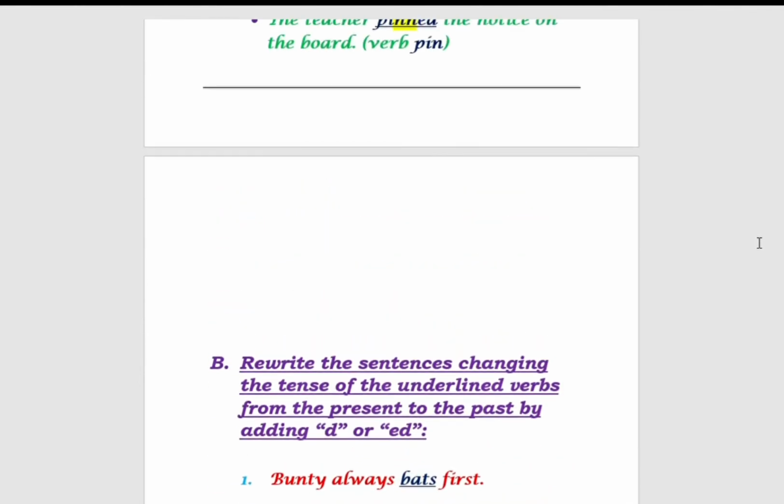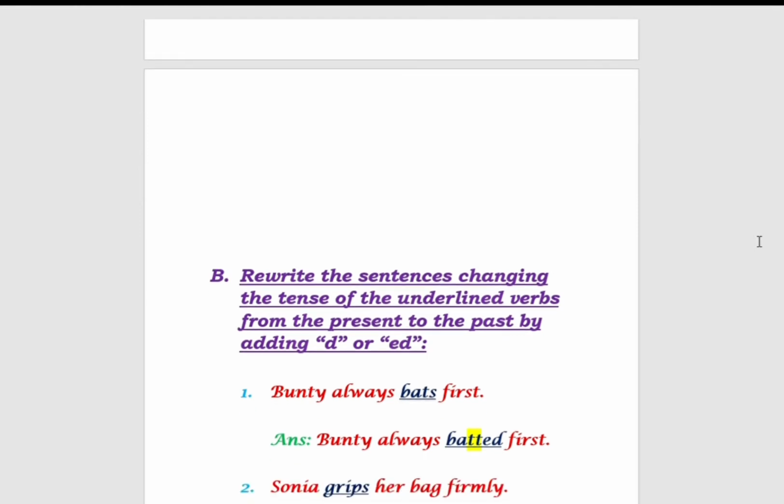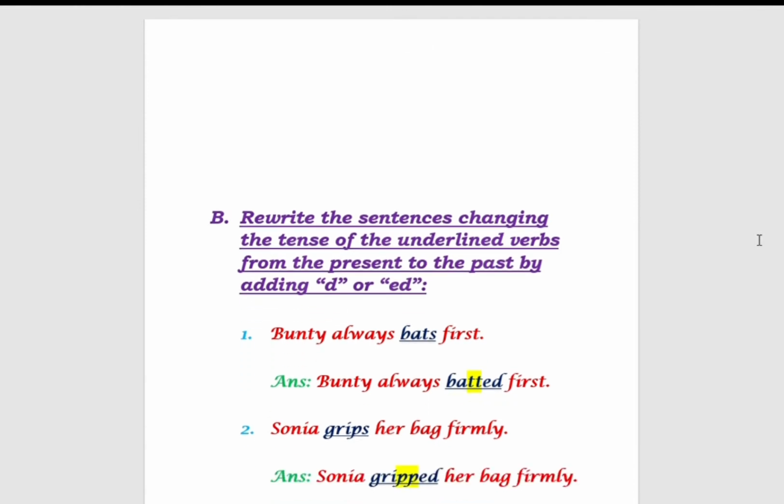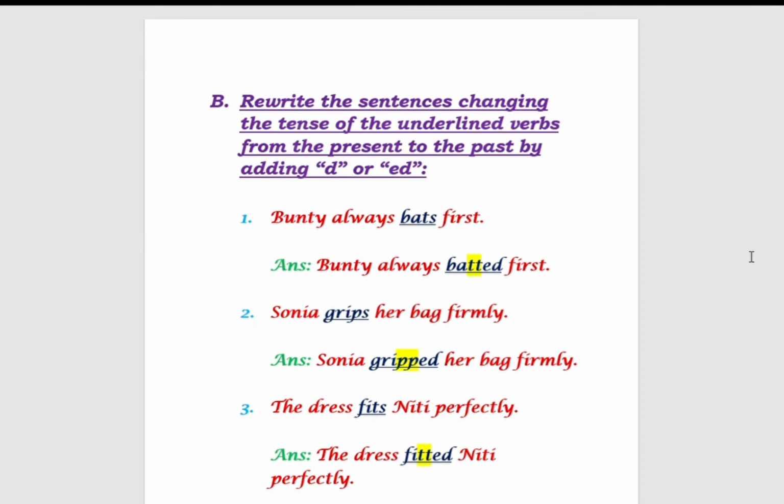Now in this exercise B, you have to rewrite the sentences, changing the tense of the underlined verbs from the present to the past by adding d or ed. The first sentence is Bunty always bats first. The answer will be Bunty always batted first. Then number 2, Sonia grips her bag firmly. The answer, Sonia gripped her bag firmly. The dress fits Neeti perfectly. The dress fitted Neeti perfectly.